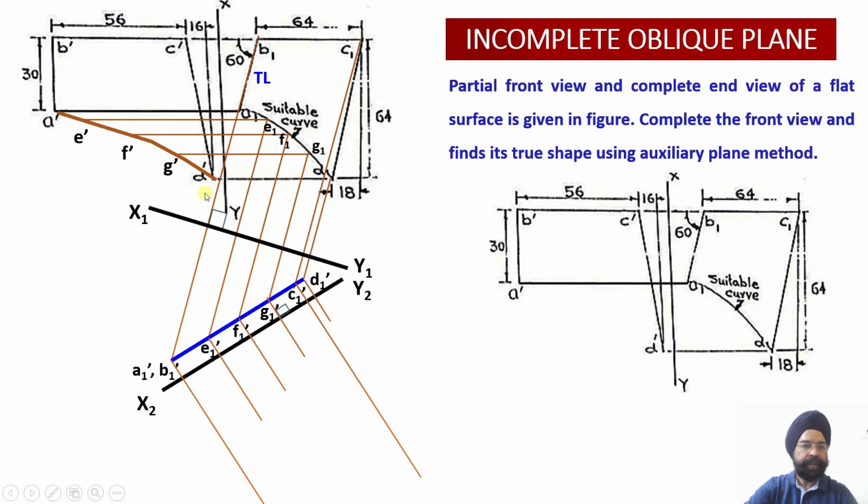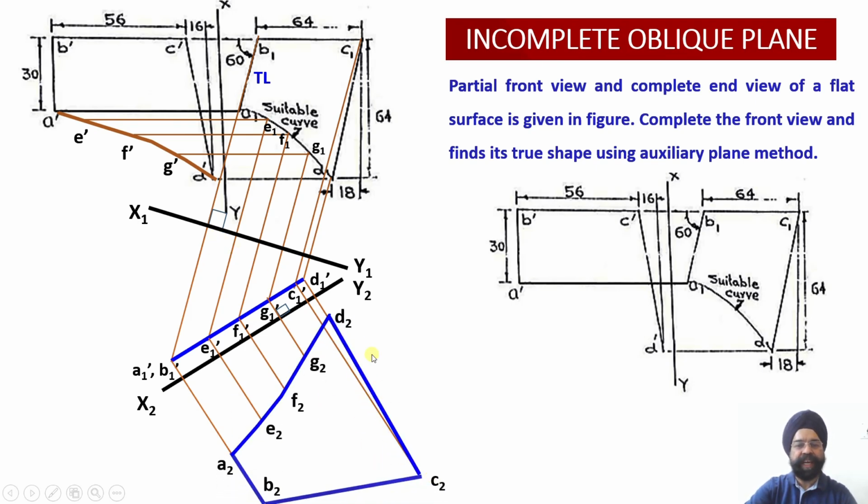For A, this distance will be used. In order to draw B2, this distance will be used. In order to draw C2, this distance will be used. In order to draw D2, this distance will be used. For E2, this distance will be used. For F2, this distance will be used, and G2, this distance will be used. So we'll check out the points over here, and accordingly on their projectors we are going to mark these distances. So please check this out.